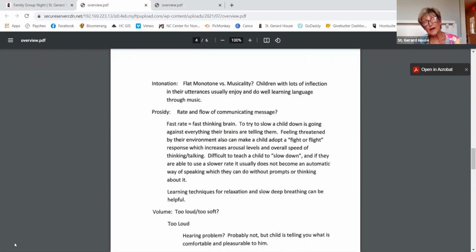Another thing would be the rate of speaking. And for those of you who have children who speak at a very rapid rate, I always feel like their minds are going very fast, and that fast rate is a byproduct of that. It lets us know how fast they're thinking and how fast their brains are moving. And it's hard for them to slow down. It's kind of going against everything that their brain is telling them to do. So that fast talking speaks volumes in terms of just the internal engine of our children.